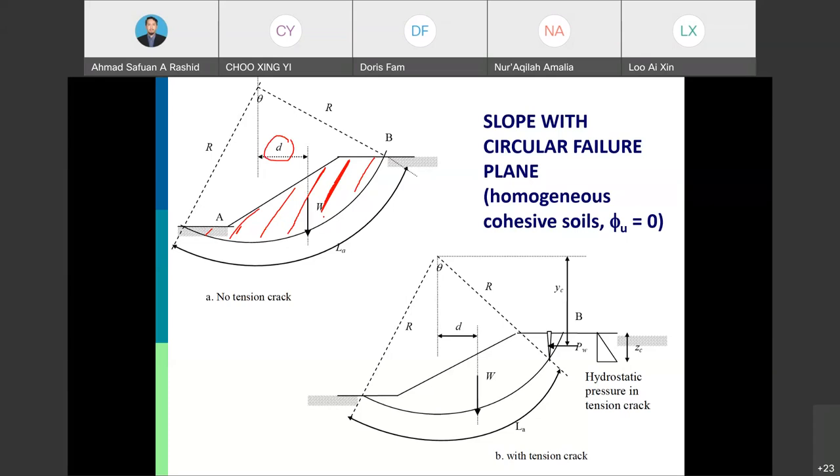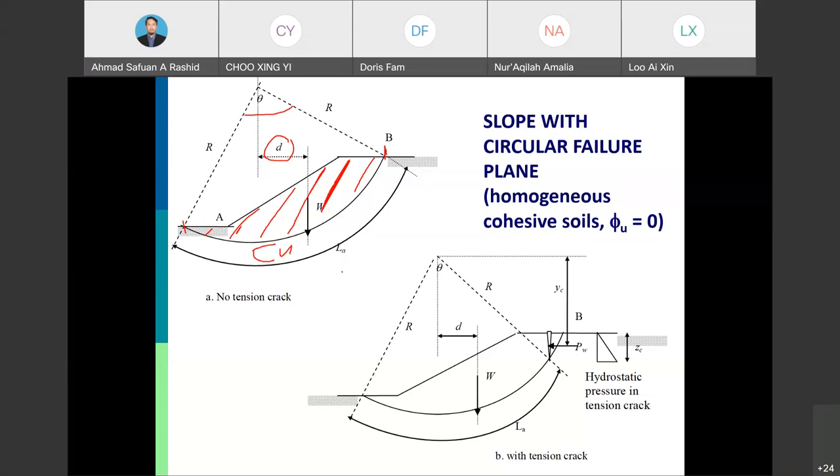For the resisting moment, the value relies on the length of the failure surface, which we call LA. Then we multiply with the cohesion, which is the Cu. LA we can derive from the radius of the slope and also the angle, which is theta. By dividing the resisting moment by the driving moment, we get the factor of safety.